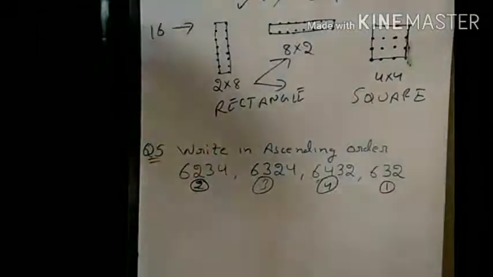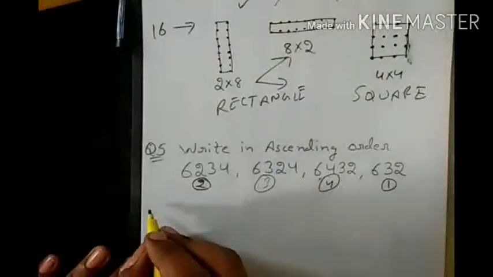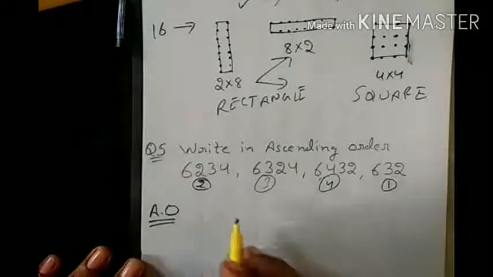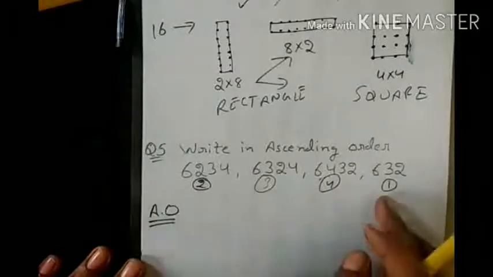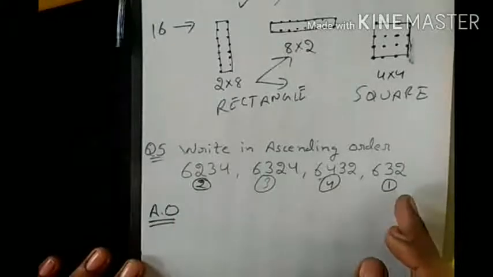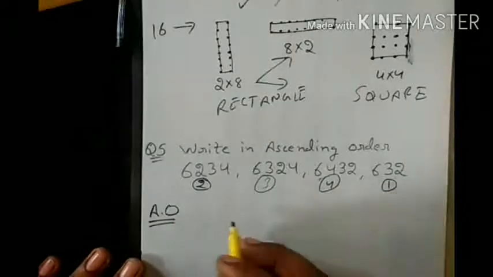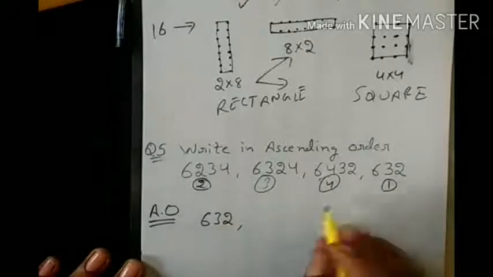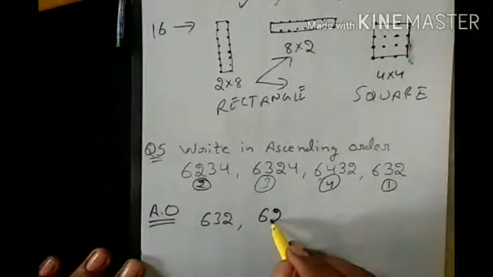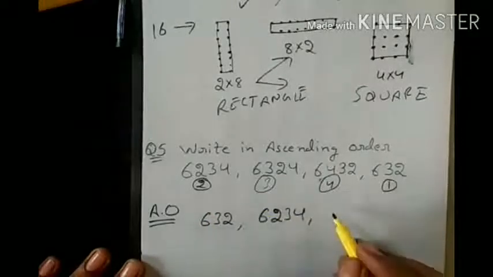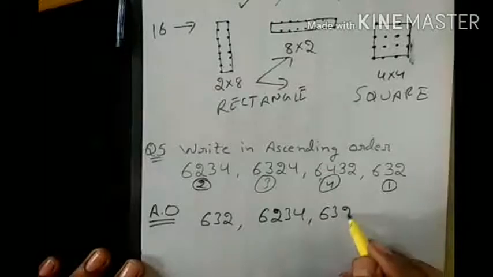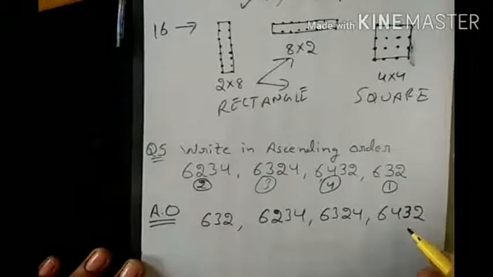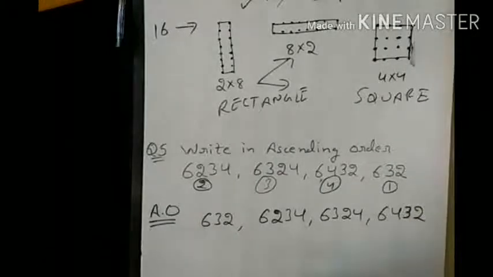So as per the question, in order to write ascending order, I will write A.O., that denotes ascending order in short form, and with the help of these marks, I will write the numbers accordingly. 632 at the first place. After that, second place will be 6234, then 6324, after that 6432. So this is the required ascending order for our given question.